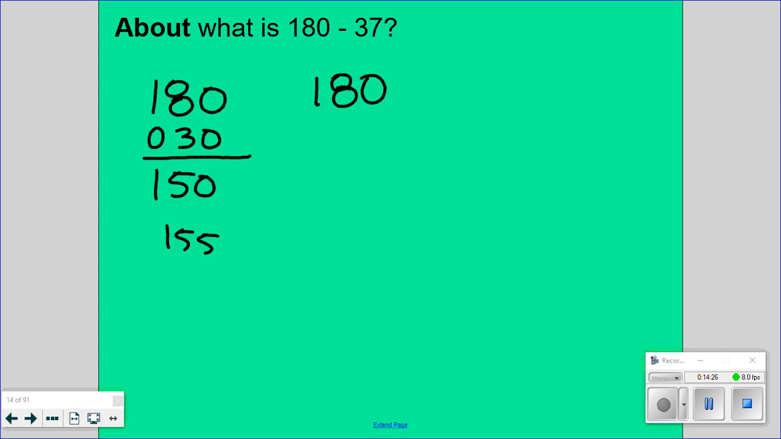Oh. So Connor said, you know what? 37, that's not a benchmark number. I'm going to make that easier. And it's really close to 40. So instead, I'm going to say 180 minus 40. What did you end up with, Connor? 140. Awesome. Hey, wait, Maverick and Connor got different answers. Is that a problem? No. No, it's just an estimate. We're getting close to numbers.